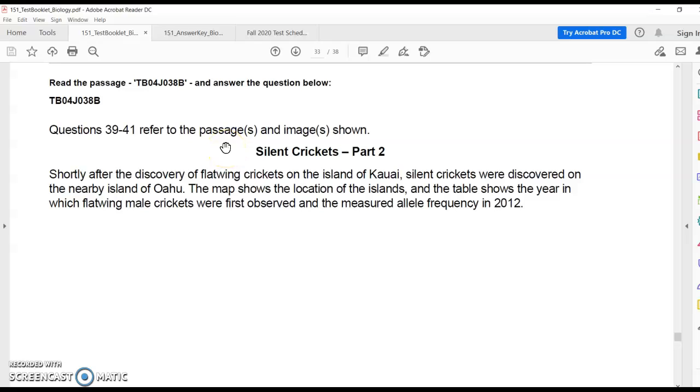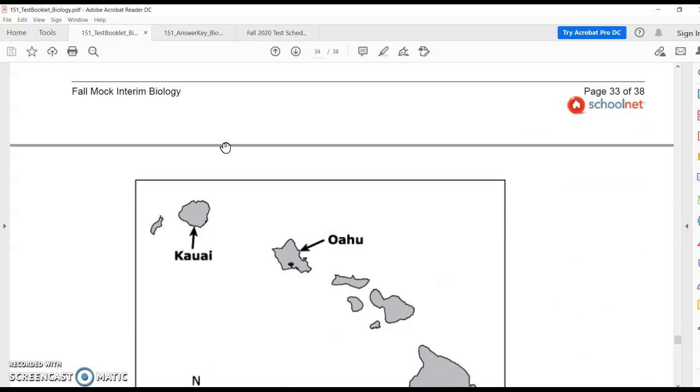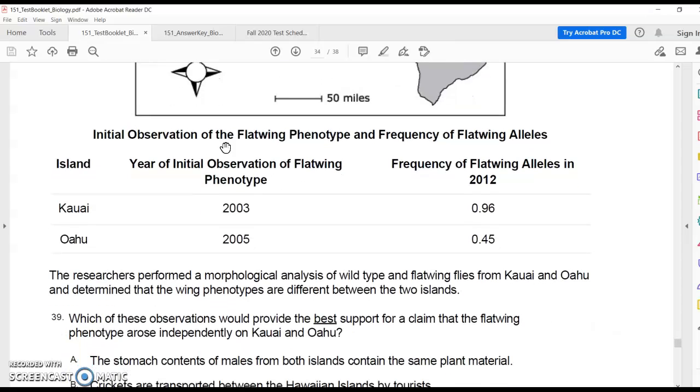So there's a part 2 to this along with silent crickets, and scientists noticed the same thing happening on another island of Oahu. And so it shows the initial year they observed the no chirping on each island, and then the frequency of alleles means how often the allele occurred within the population. So 0.96, the closer to 1, the higher the frequency. So 0.96 is pretty high.